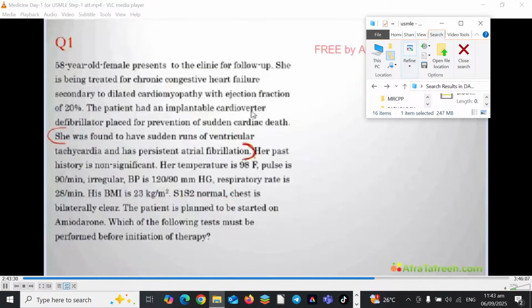Her past history is non-significant. Her temperature is 98 degrees Fahrenheit. Pulse is 90 but irregular. Her respiratory rate is 28 per minute. The patient is planned to be started on amiodarone. Which of the following tests must be performed before initiation of therapy?